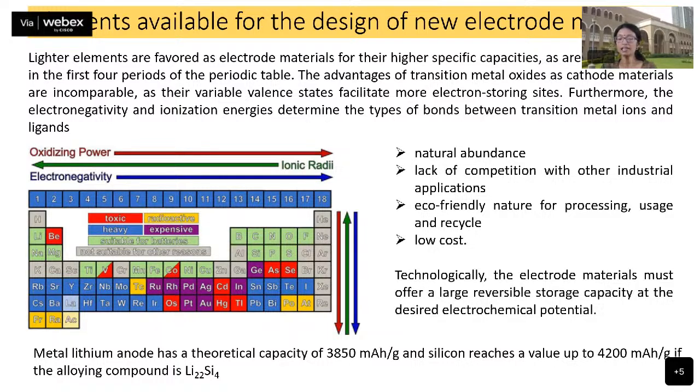So technologically, the electrode materials must offer a large reversible storage capacity at a desired electrochemical potential. So now if you have a lithium anode, the theoretical capacity with that equation, if you calculate, you will find it is around 3,850 milliampere hour per gram. For silicon, it is around 4,200 milliampere hour per gram, if you are considering the compound which is formed is Li22Si4. In case of lithium with graphite, it is generally LiC6.